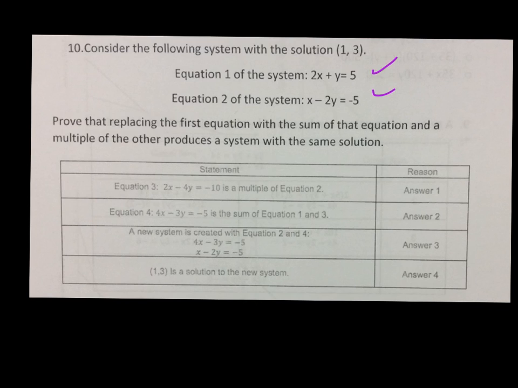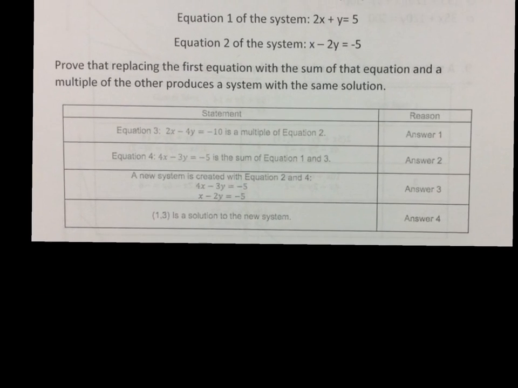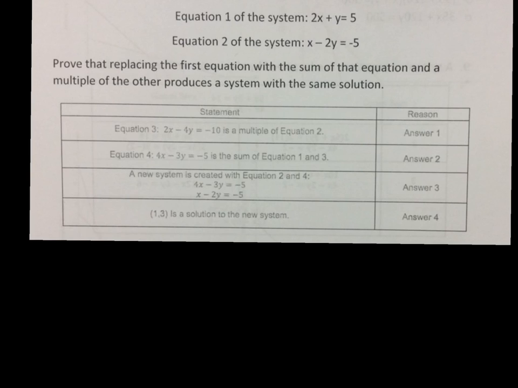So we're going to go through these steps right here, and at the very end, we're going to make sure that 1, 3 is a solution to this new system. But first, we want to make sure that they did the steps correctly. So let's go ahead and get that taken care of. Okay? Now, on this first one, equation 3, so we're going to make a new equation. Equation 3 is a multiple of equation 2. So let's look at equation 2.